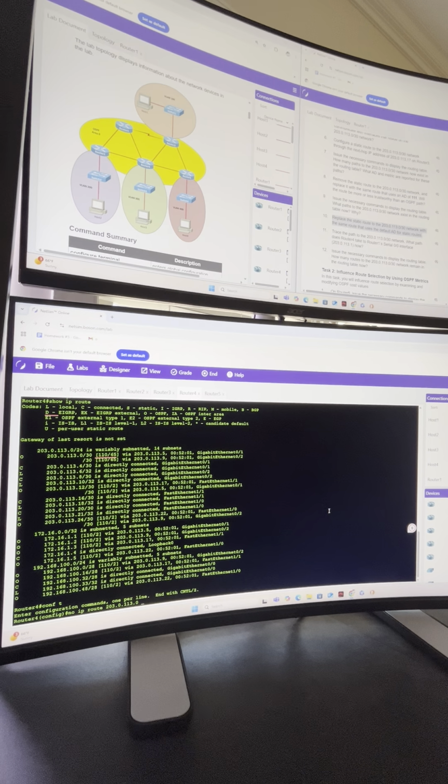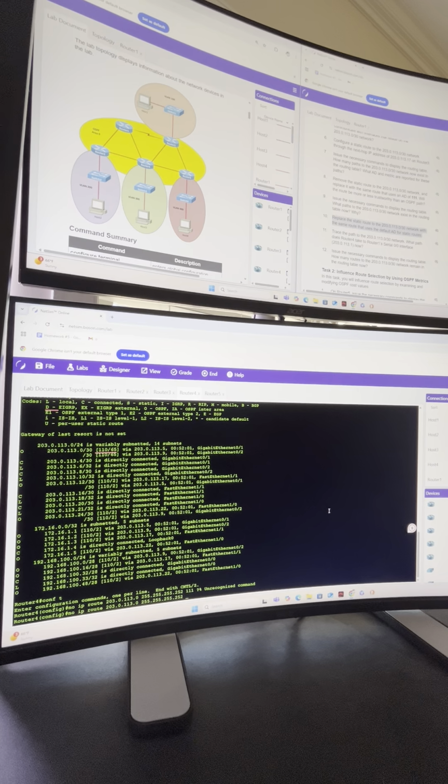All right, and let's do a no ip route to 203.0.113.0, 255.255.255.252, and we want to do the next hop. Excuse me, I got to do the next hop, 203.0.113.17. And then we want to do 111.